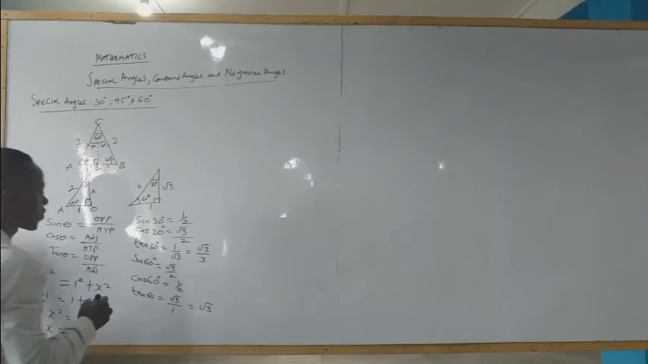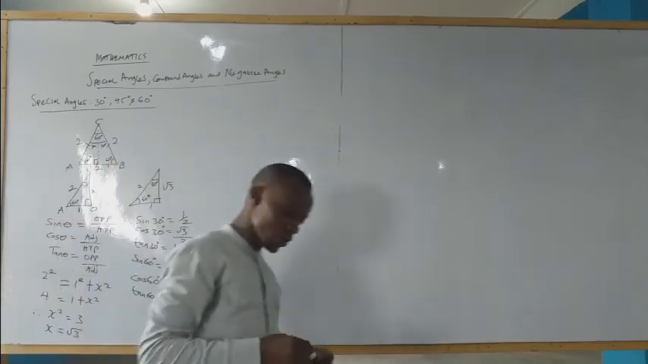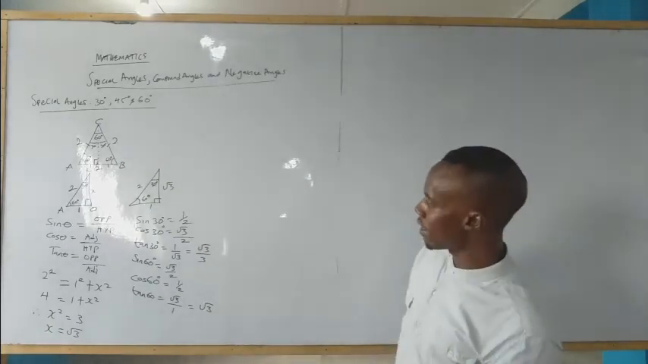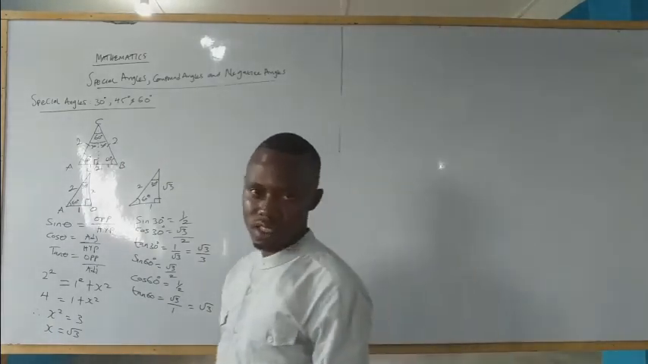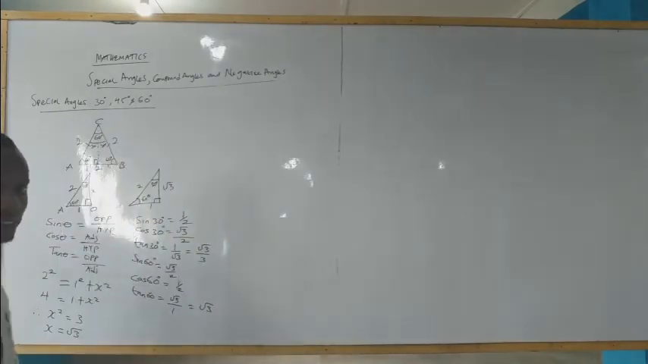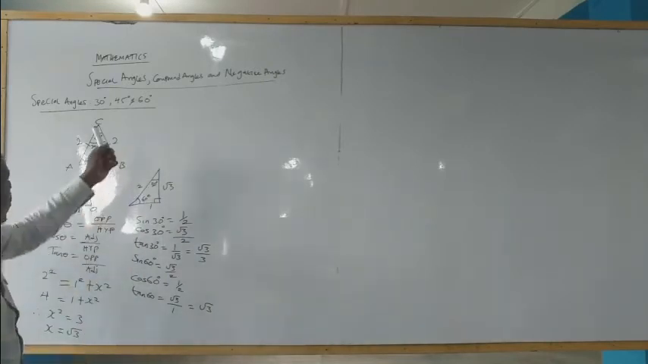Root 3 over 1, which is equal to what? Root 3. So this we can determine all the what? Angle, all the three functions for what? Sine for what? 30 degrees and 60 degrees. That's why we call them what? Special angles, because we can determine them without the use of a calculator.